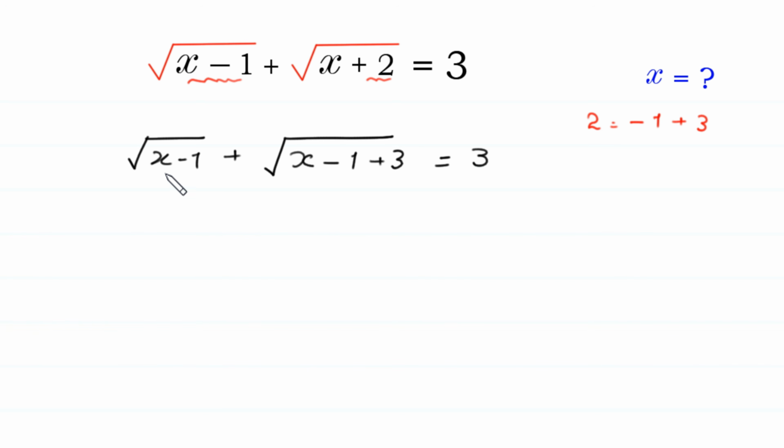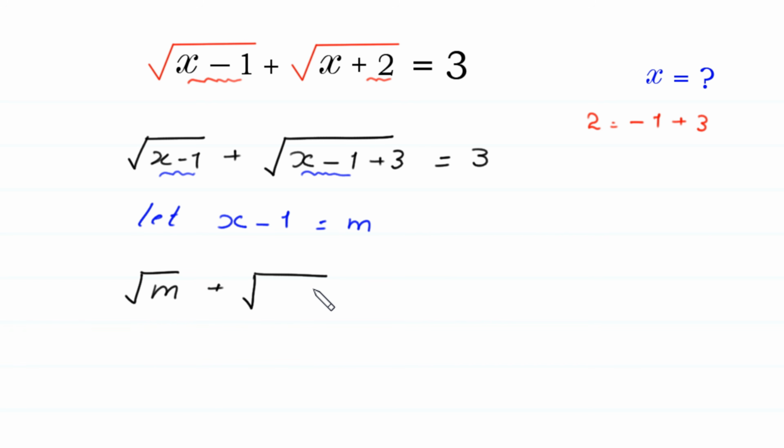Now here we have x minus 1 and here we have x minus 1. So we suppose that x minus 1 is equal to m. We substitute m in this equation, then this equation becomes square root of m plus square root of m plus 3 is equal to 3.